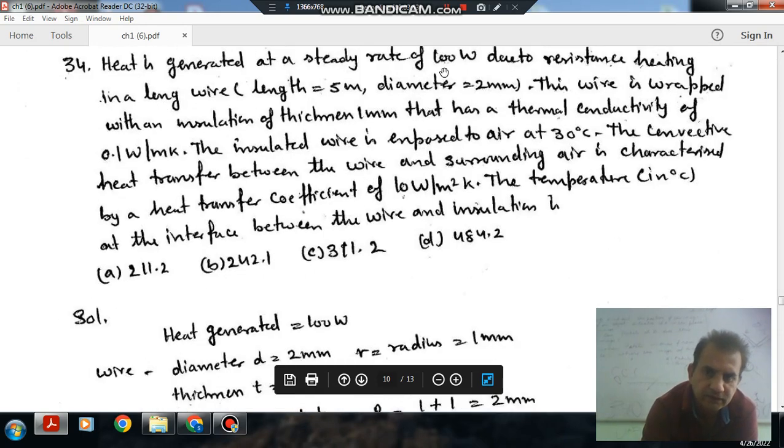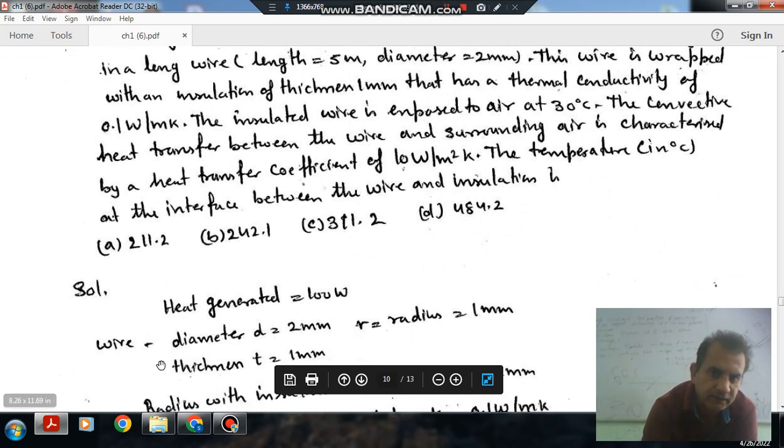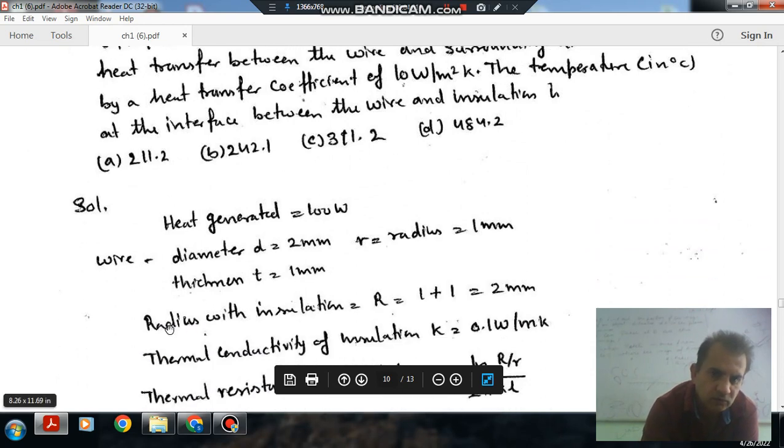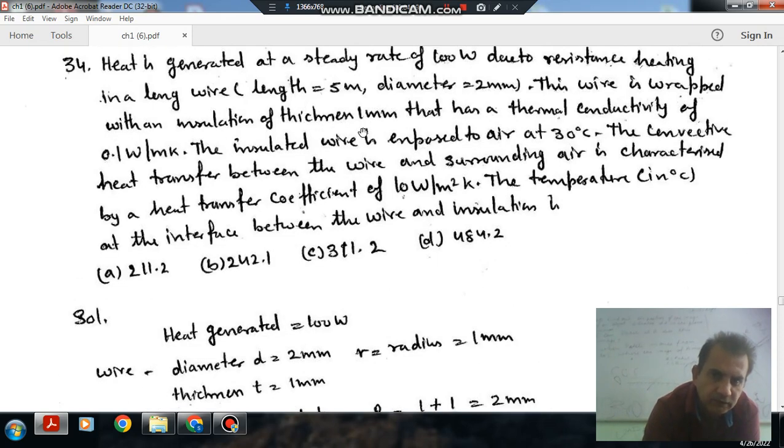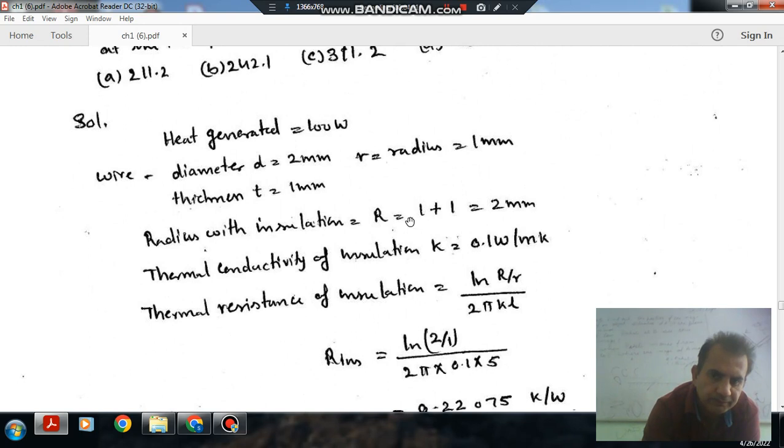So heat generated is given as 100 watt. For the wire, the diameter is 2 mm, so the radius will be 1 mm, and the insulation thickness is 1 mm. If we consider the insulation also, the outer radius of the insulation is capital R, while the radius of the wire is smaller r. As insulation thickness is 1 mm, it will be 1 plus 1, 2 mm.